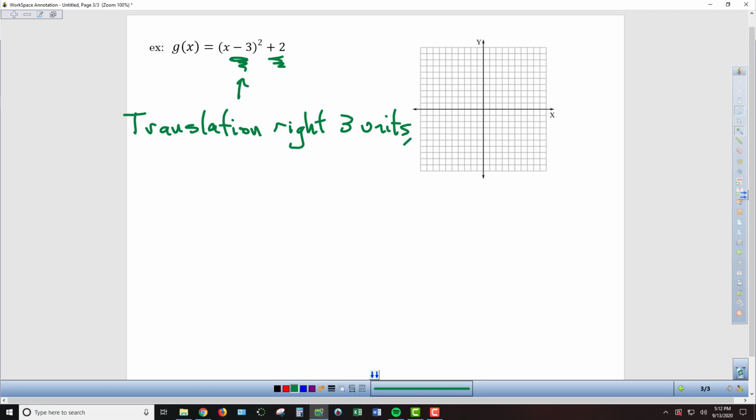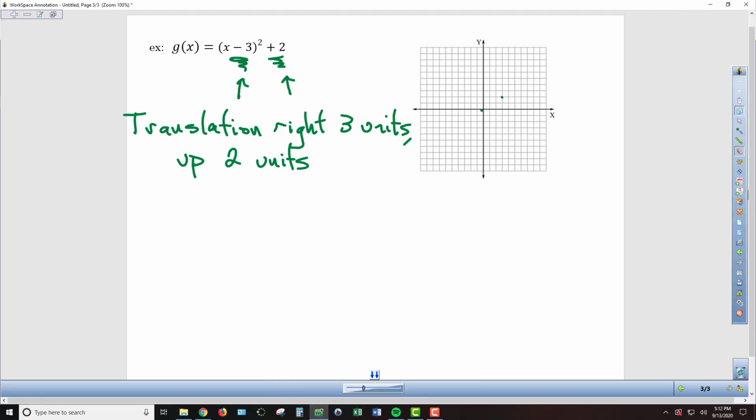But then I also have this plus 2 that's happening on the outside of the function. So that's going to move us in the vertical direction. So that's going to move us up 2 units. And so from the origin, if I use that as kind of my basis point, I'm going to move to the right 3 and up 2. So that's going to be my new vertex location.